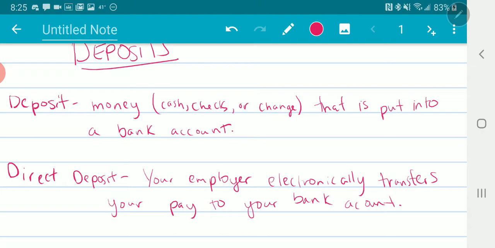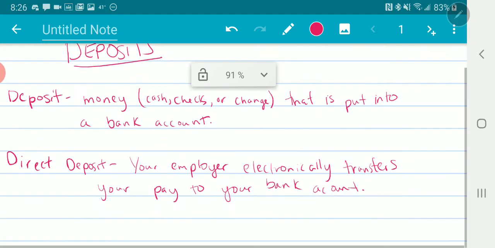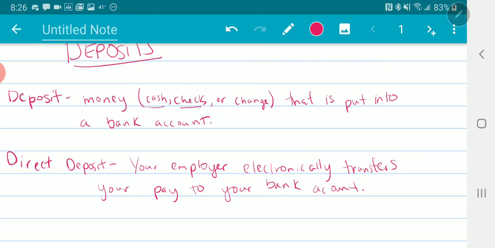Okay, so those are two of the big things that we need to understand about deposits. Now, how do we make a deposit? When you make a deposit, you're just bringing, like we said, that cash, check, or change to the bank, and you're giving it to the bank teller, and you're saying, hey, I want to deposit this in whatever account. So in order to do that, you've got to do a little bit of math to make sure that the right amount of money is going into your account, because it's always best to double check the other people when you're talking about your money.